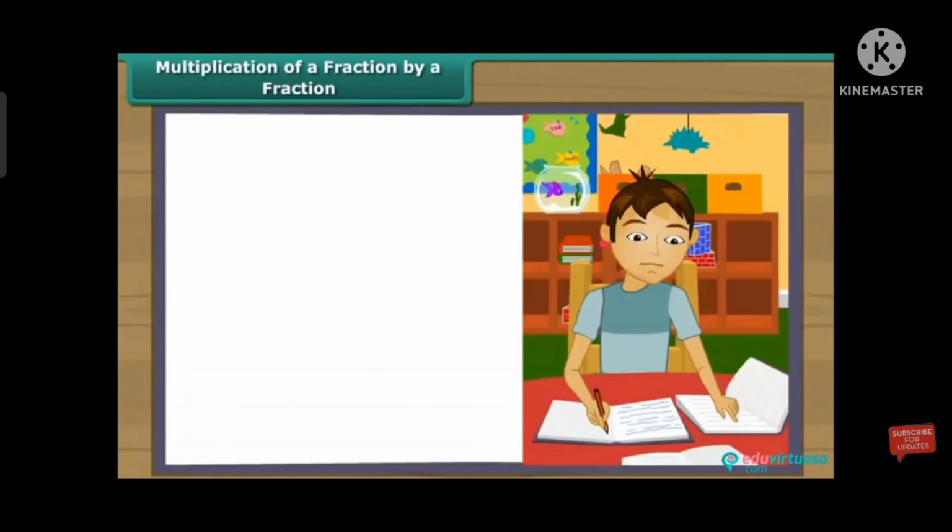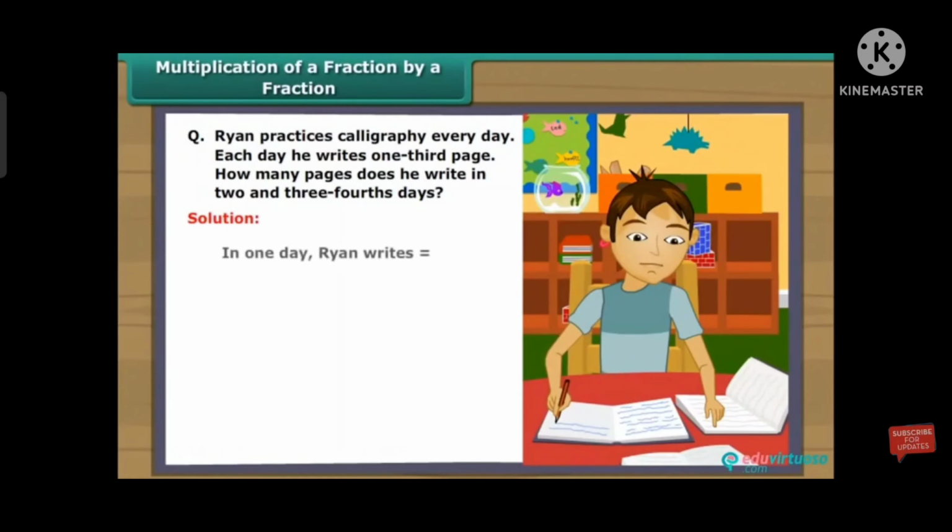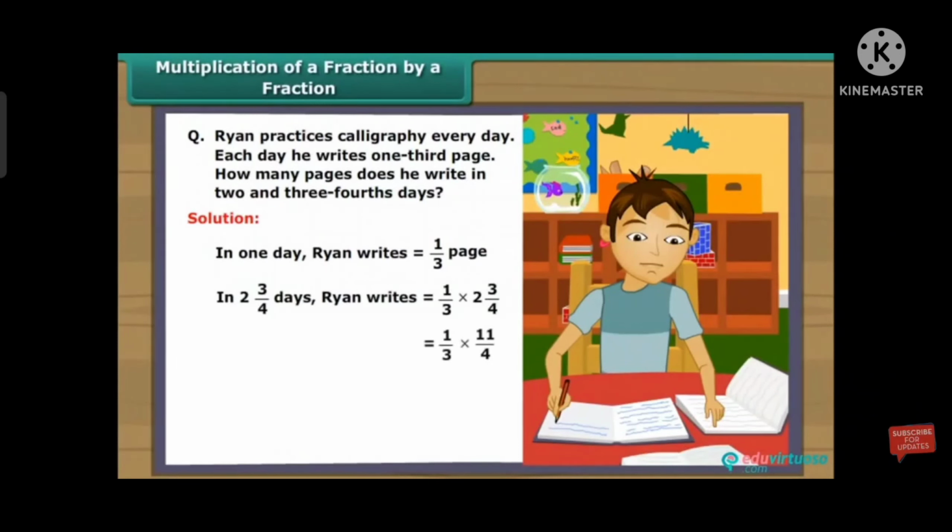Multiplication of a fraction by a fraction. Ryan practices calligraphy every day. Each day he writes 1/3 page. How many pages does he write in 2 3/4 days? The part of page written by Ryan in 1 day is equal to 1/3. So the part of page written by Ryan in 2 3/4 days is equal to 1/3 multiplied by 2 3/4. This is equal to 1 upon 3 multiplied by 11 upon 4, which is 11 upon 12. Thus Ryan writes 11/12 pages in 2 3/4 days.